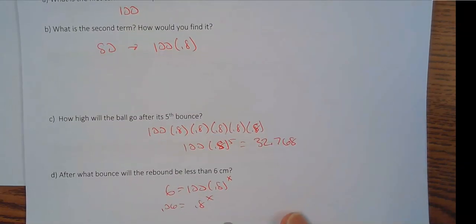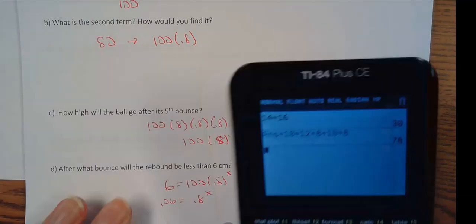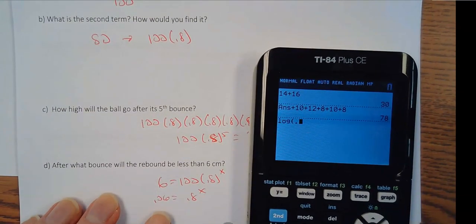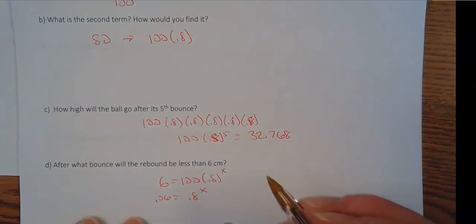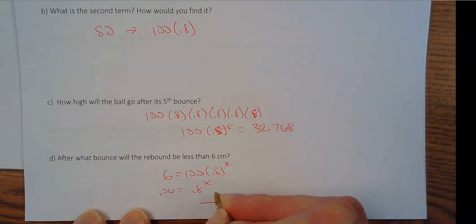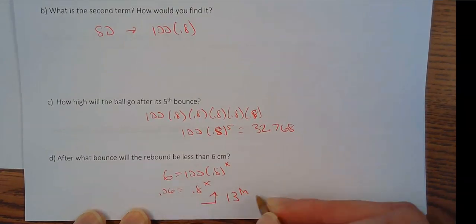I'm going to use a logarithm, so in my calculator, I'll do log 0.06 divided by, and the base is 0.8, so it goes on bottom, log 0.8. Looks like on the 12.6 bounce, so that'd be the 13th bounce was when it was less. The 12th bounce is a little bit more, so this would round up to the 13th bounce.